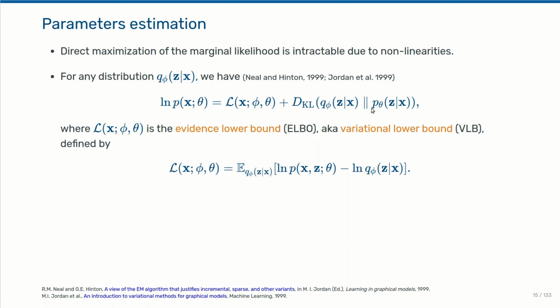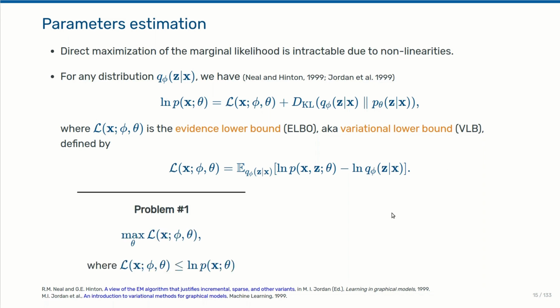Because the true posterior distribution, this p theta of z given x, cannot be written in analytical form in VAEs due to the very same nonlinearity, this Kullback-Leibler divergence term is dropped and ignored, and because this DKL term is non-negative, this is why L is an evidence lower bound or a variational lower bound.